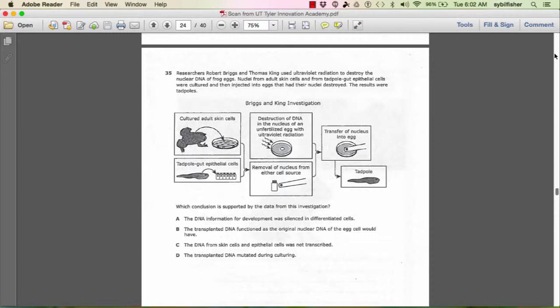A. The DNA information for development was silenced in differentiated cells. B. The transplanted DNA functioned as the original nuclear DNA of the cell would have. C. The DNA from skin cells and epithelial cells was not transcribed. Or D. The transplanted DNA mutated during culturing.